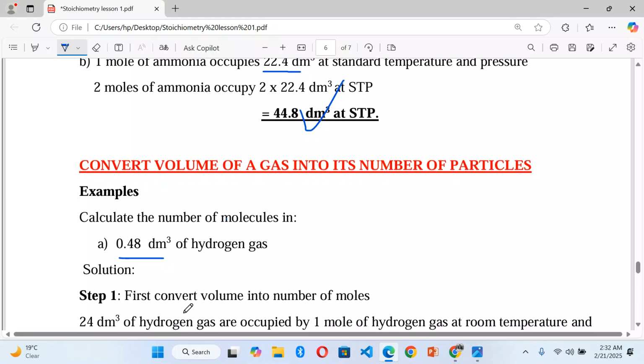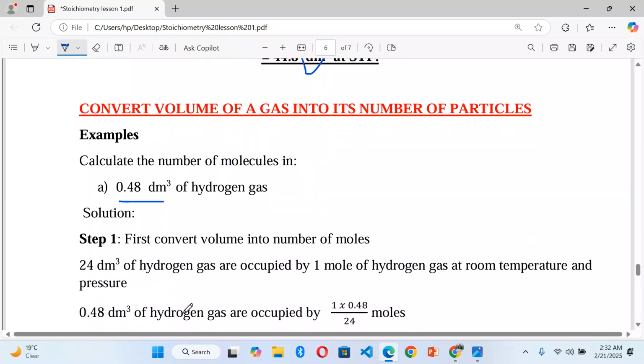How do we do that? We still use our statement where we are saying that 1 mole of a gas occupies a given volume at a given temperature. Now here they didn't specify for us, is it at room temperature or at STP? If they don't specify for you, then you choose the one you want. So for me, we have chosen RTP.